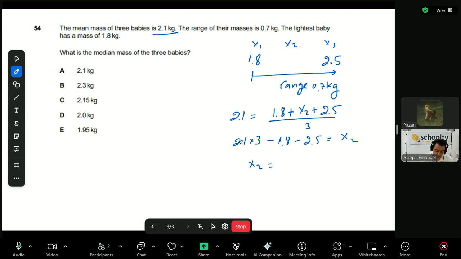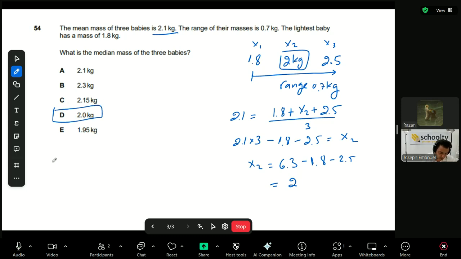So we have 2.1 multiplied by 3, which is 6.3. Minus 1.8 minus 2.5. Like 63 minus 18, or you can think about it like this, maybe it's easier. So you have 2. The answer is D, 2 kilograms.